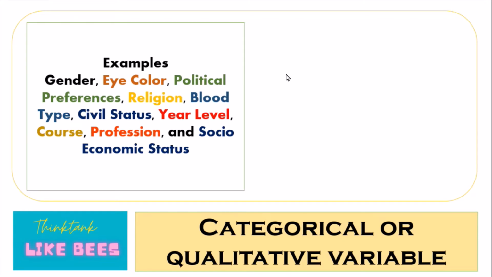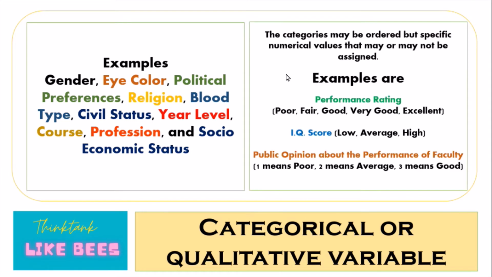Categorical or qualitative variables, examples here are the gender, the eye color, the political preferences, the religion, blood type, civil status, year level, course, profession, and socioeconomic status of the respondent. The categories may be ordered, but specific numerical values may or may not be assigned.